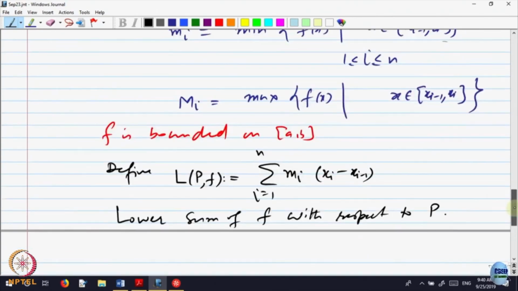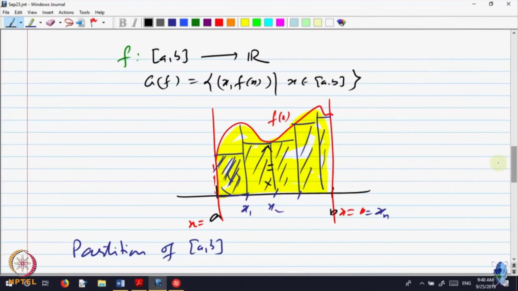And one can also, when we are estimating, go slightly above. So with the same base, I can look at this rectangle.